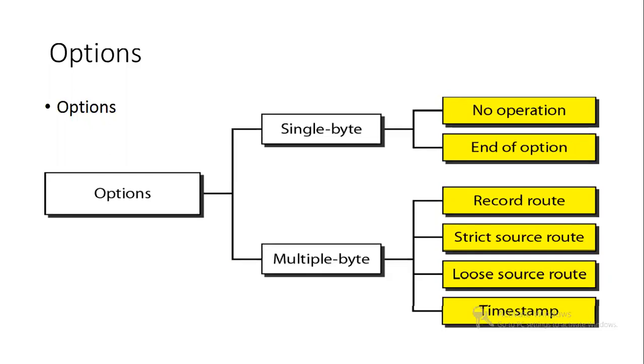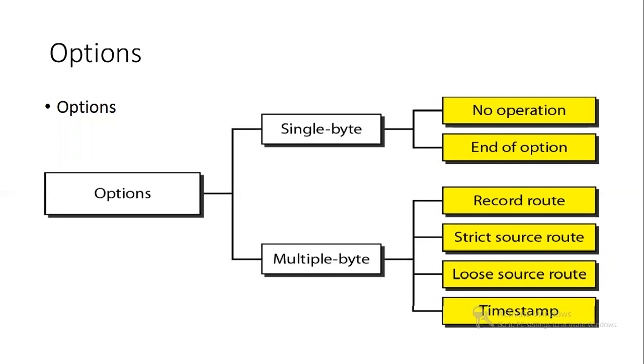So what do you mean by single byte option? There are two single byte options, no operation and end of option. No operation is a one byte option used as a filler between options. And end of option is also a one byte option used for padding at the end of the option field. It, however, can only be used as the last option.